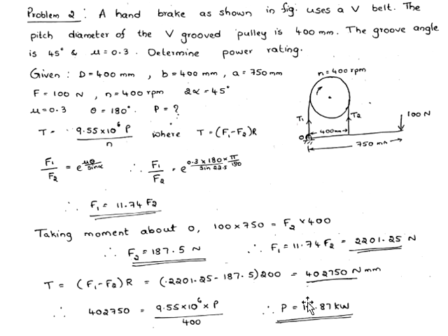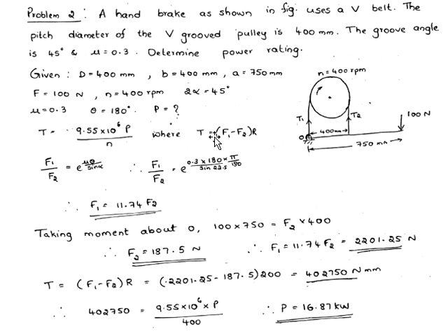To find out P value, we are having only one equation. T is equal to 9.55 into 10 raised to 6 P by N. So somehow we have to find out T value. To find out P, we have to use the torque equation. T is equal to 9.55 into 10 raised to 6 P by N. So somehow we have to find out T value.